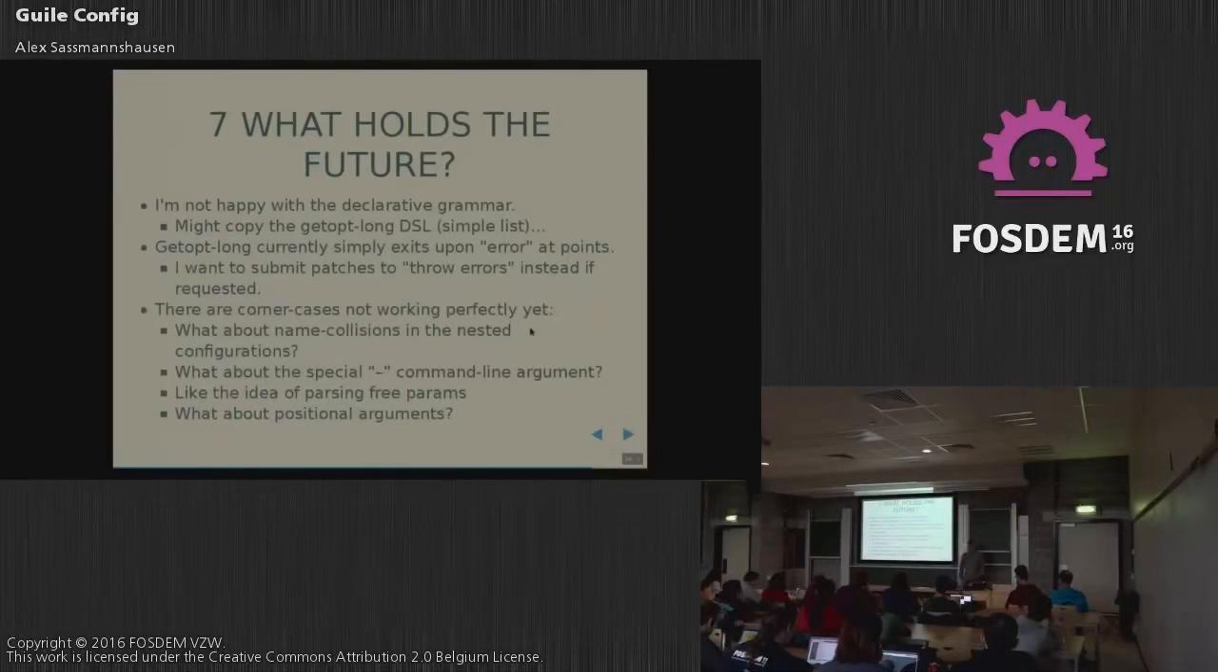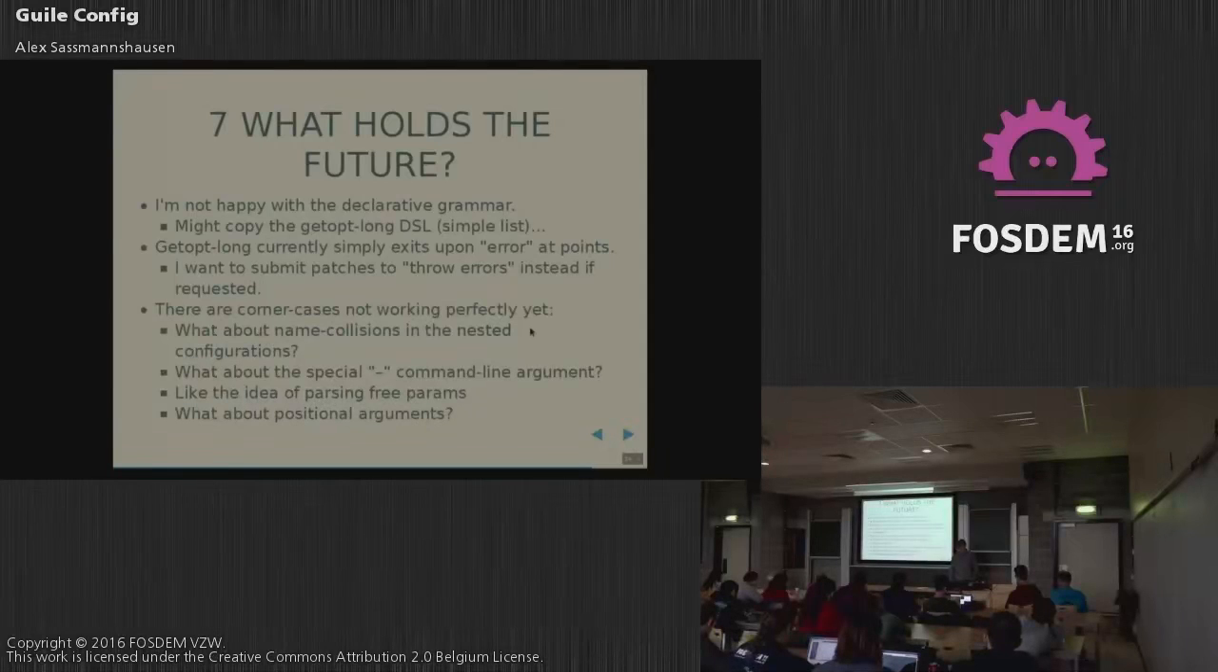And there are also some corner cases. There's a question of what happens if you have name collisions somewhere in the nested configuration. I haven't tested that yet, so I should probably do some testing, or I might just not do it, and if someone runs into it, they can tell me and I can work it out. And there's also the special -- command line option, which many programs support, which basically means stop processing command line arguments and take the rest as input to the program. That's not supported at the moment.